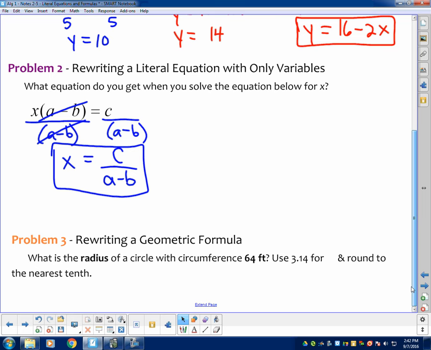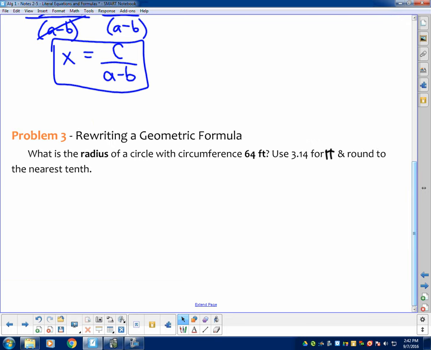All right. Problem 3. It says rewriting a geometric formula. So we're going to use one of the formulas from the front page here. It says, what is the radius of a circle with circumference 64 feet? Use 3.14 for pi. We'll do that with our calculator and round to the nearest 10. We can actually do better than 3.14. We can use the pi button on the calculator, so we'll do that.